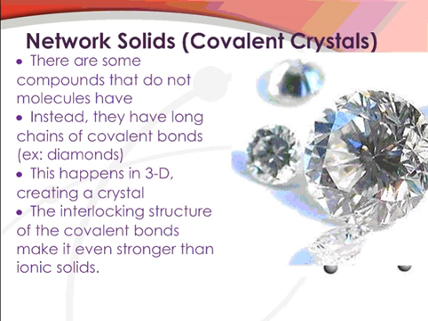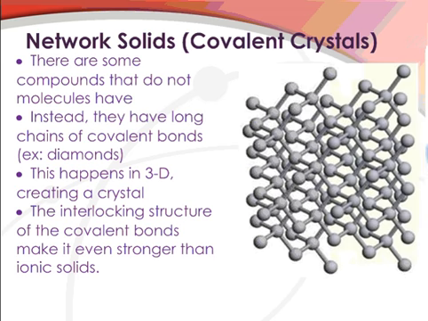So network solids, covalent crystals. These are some compounds that do not have molecules. Instead, they have long chains of covalent bonds. So for example, in diamonds. So if I move this picture away, you can see that's sort of the structure of what a diamond looks like. There's no distinct molecule in there. It's just a bunch of carbon atoms that are all bonded together. This happens in a 3-dimensional shape, creating a crystal. And what happens is the interlocking structure of these covalent bonds actually makes it even stronger than ionic solids. So you end up with the strongest of the 4 solids.